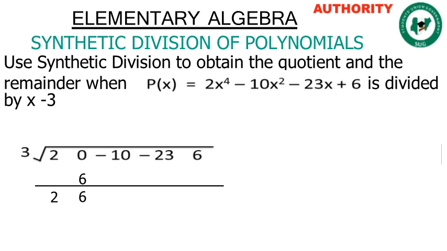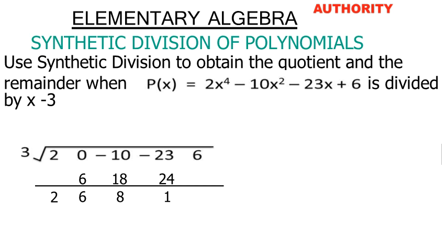Now the next thing, you say 3, our divisor, times this 6. What will it give you? It will give you 18. Now write the 18 under minus 10. You can see it, right? Now you say minus 10 plus 18. It will give you 8. Now you write the 8 under the 18. And then you also say divisor, which is 3, times this 8. It will give us 24. Now write the 24 under minus 23. Then you say minus 23 plus 24.